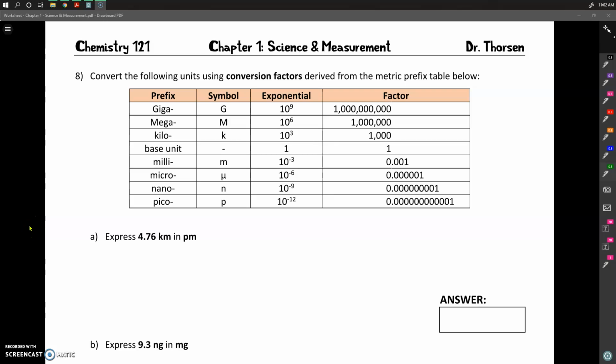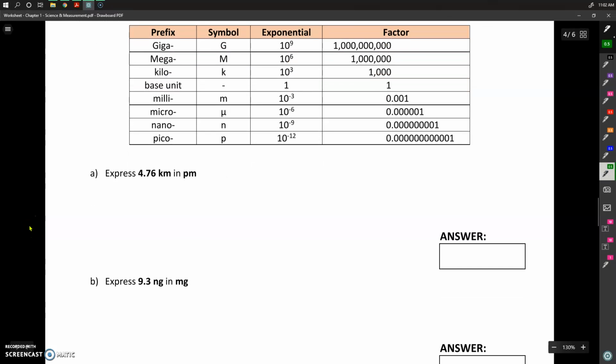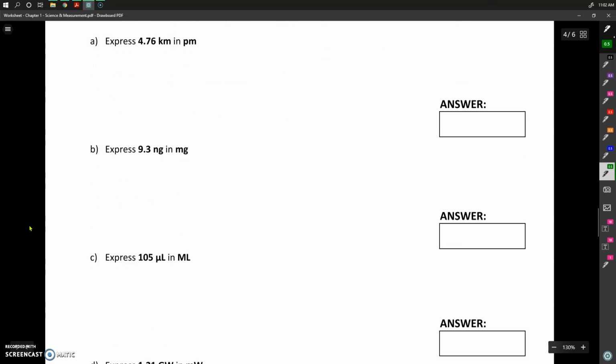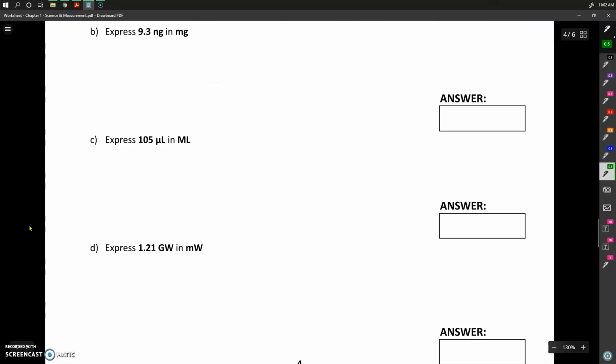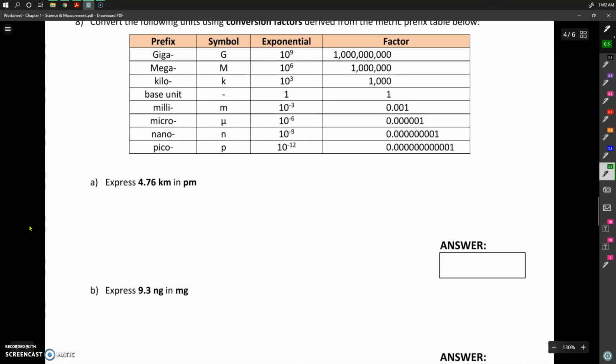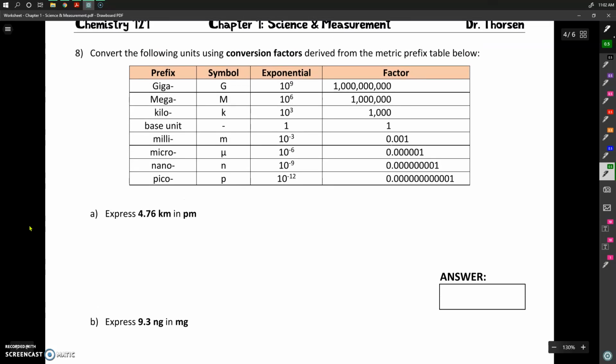All right, I'm going to be recording how to do these unit conversion problems from the worksheet that involve switching from one unit in the metric system to a different unit in the metric system, where both of those units have prefixes. And my preferred way of doing these conversions is to go through the base unit.